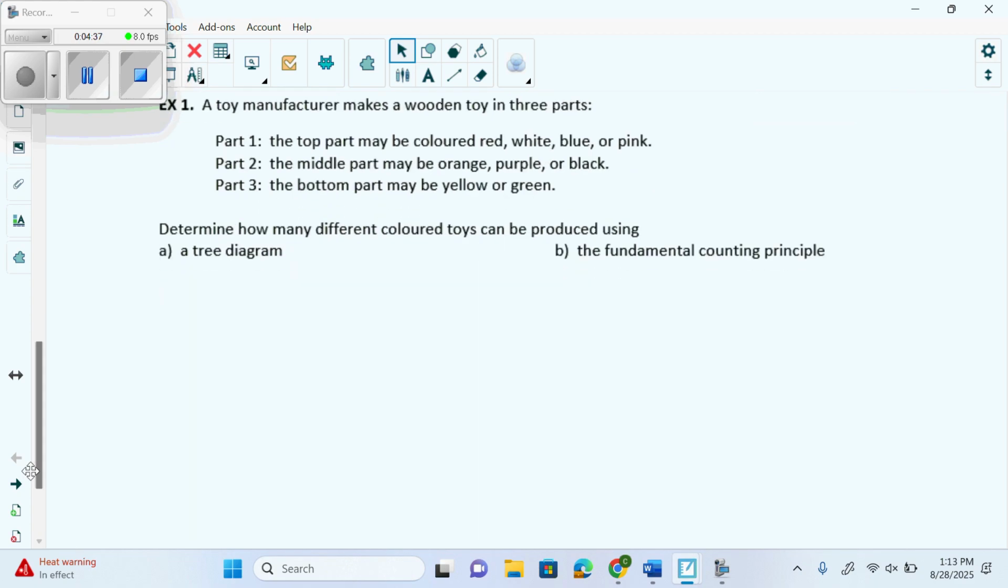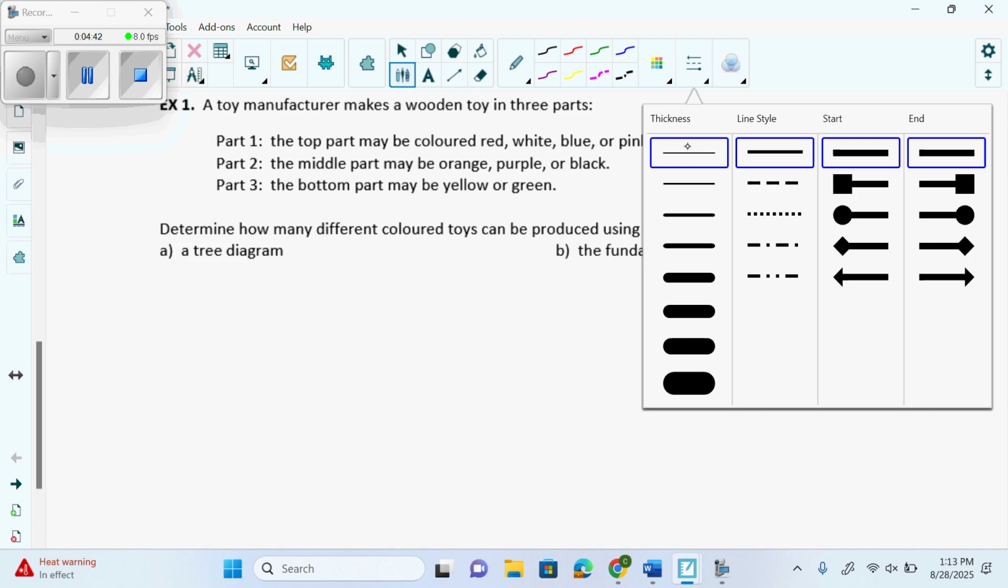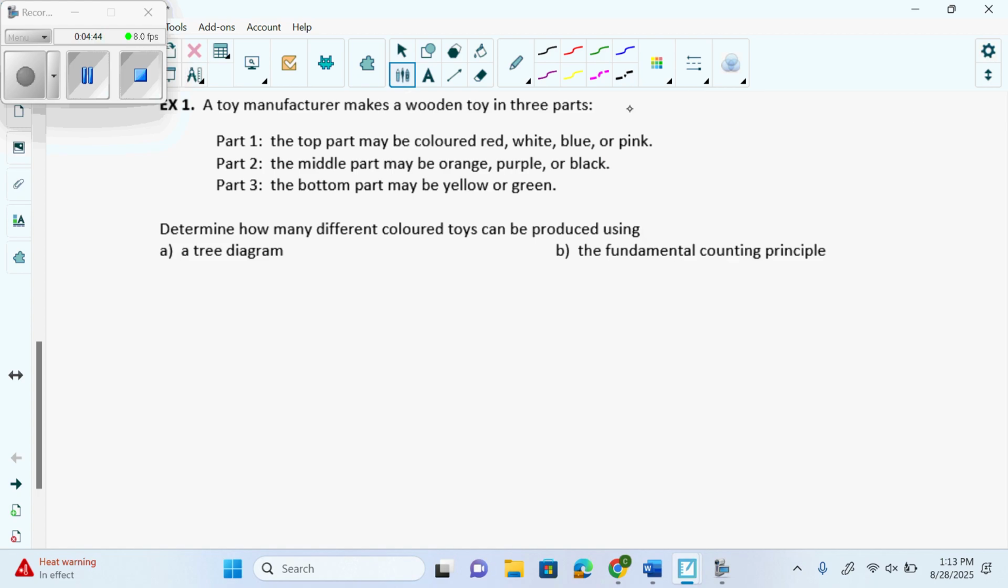The tree diagram is just so that you can see the amount of outcomes and that you believe me when we use the fundamental counting principle, because we get the same number. It also makes the fundamental counting principle make sense. So let's do a tree diagram.